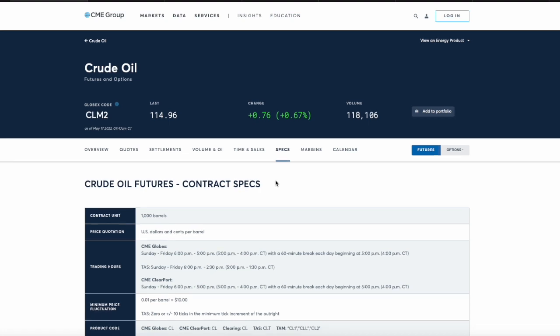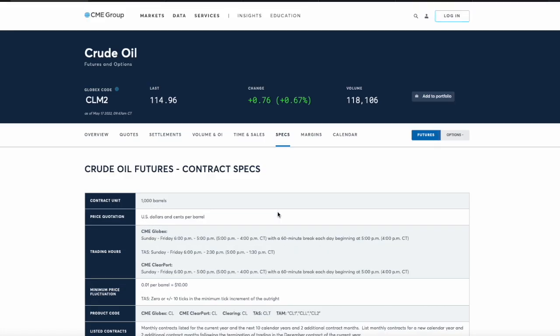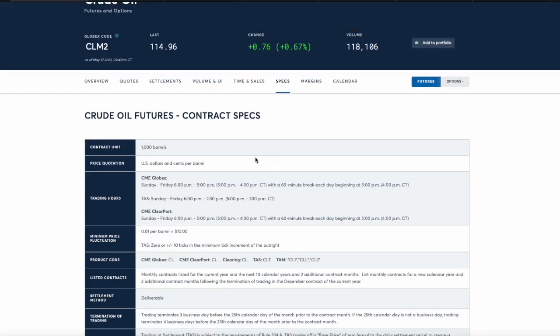So let's get to these specs and go through them. We're not going to cover every single word that's on here. Some of it doesn't matter as much to us as day traders, and I want to give you some insight into the contract, but I don't want to bore you with every single technical spec of it. There are a few things that I thought are important to know.